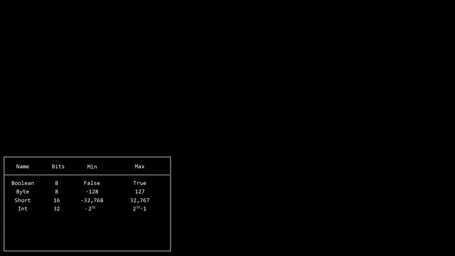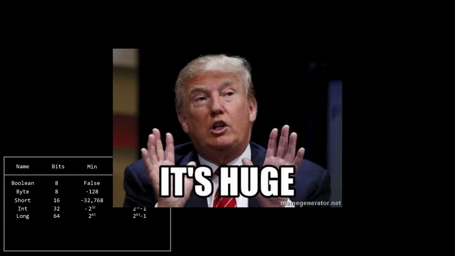-2,147,483,648 and +2,147,483,647. A long is a 64-bit integer, which is any integer between -9 quintillion, 223 quadrillion, 372 trillion, 36,854,755,807 and +9 quintillion, 223 quadrillion, 372 trillion, 36,854,755,806. That's huge. All of these values can be used to store integers.